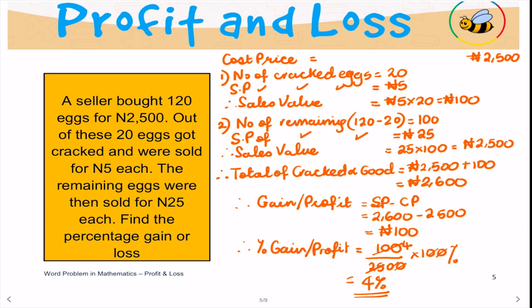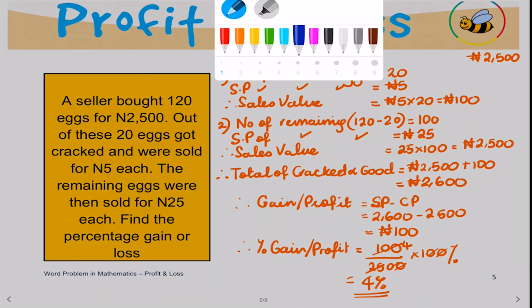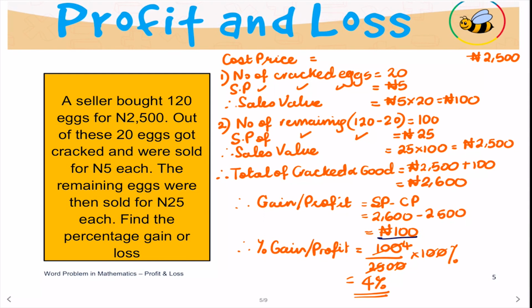So essentially we were given the challenge of calculating the gain on a sale and the percentage gain. We started off with what we were told, the cost price. We were told other things, number of cracked eggs, unit price of the cracked eggs, and then we calculated the value of the cracked eggs. Then we had to deduce that the remaining good eggs were 120 minus 20, giving us 100. We were told that the selling price of each good egg was 25 naira. We multiplied this and then we got 2,500 naira as the sales value of the good eggs.